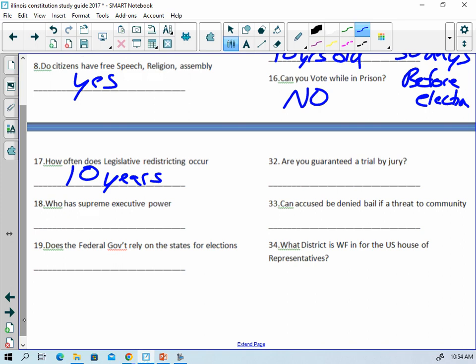Who has supreme executive power? Me. Governor. Are you guaranteed a trial by jury? Yes, you are. Can you be denied bail if you're a threat to the community? Yes. Now, we will talk more in depth about the Safety Act in Illinois, but we haven't really covered that.